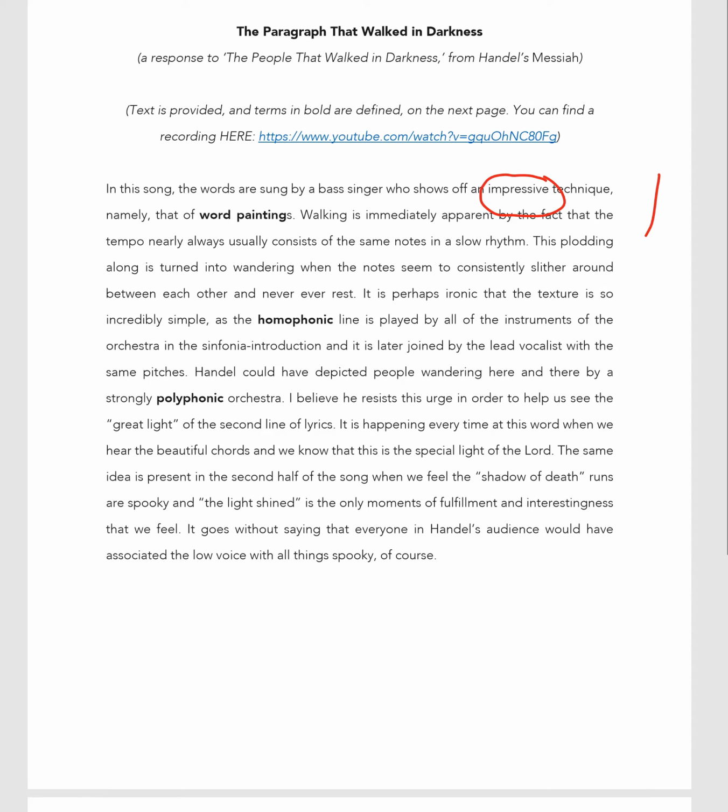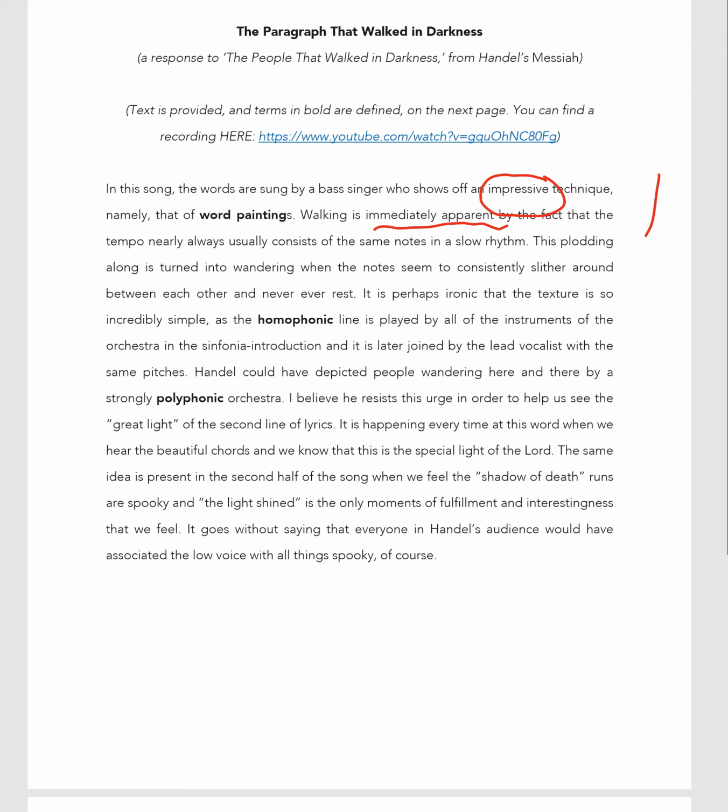Next sentence, walking is immediately apparent by the fact that the tempo nearly always consists of the same notes in a slow rhythm. This needs to be a little bit more specific. Immediately apparent is the kind of phrase that makes it sound like this is the author's opinion. This is what the author hears, and while that's not a bad thing in an academic paper, you want to be clear about that. This is something I hear versus this is a characteristic that I can really identify in the music, or something that I can say that everybody hears.